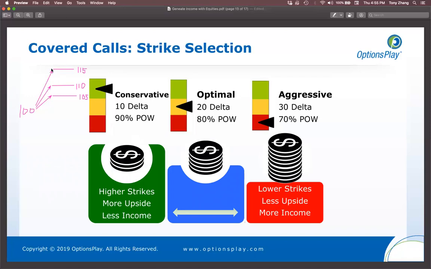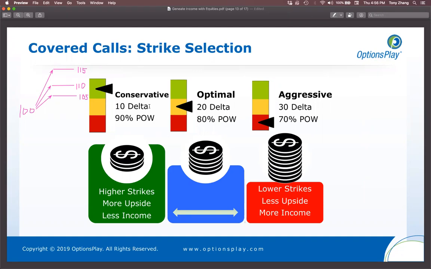So when I talk about 115, these are very high strikes. This has only about a 10 delta, or 10% chance that the stock is going to rally to 115 or higher, which inherently means that if I sell a 115 covered call, there's a 90% chance that it's not going to reach that price and that call is going to expire worthless. That's what POW stands for, probability of expiring worthless. So the closer the strike price is to the current price, the lower the probability that that call is going to expire worthless. The further away it is, the higher the probability it's going to expire worthless.